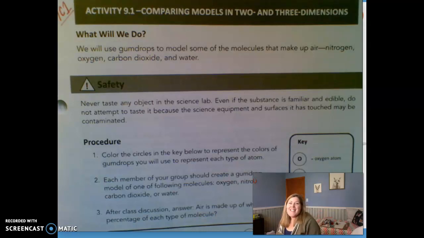Hello class! In this lesson, in activity 9.1, we're going to be comparing models in 2D and 3D dimensions.